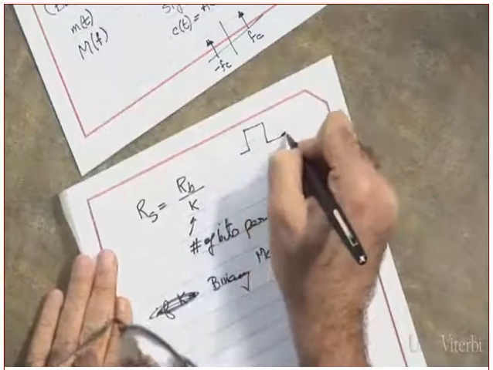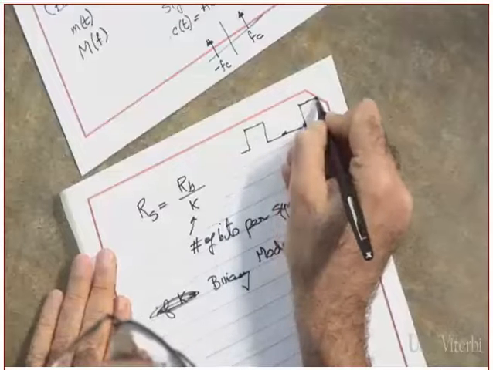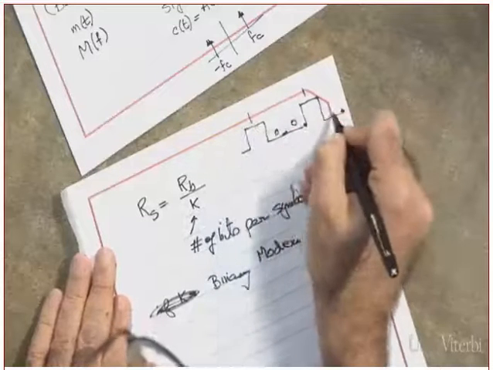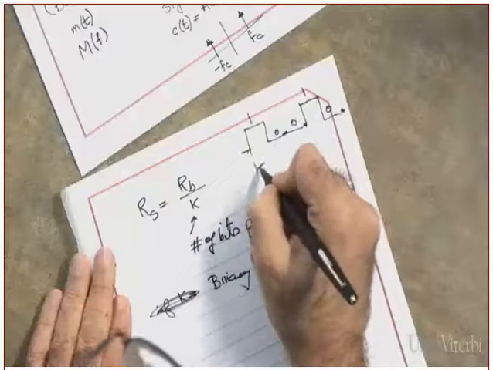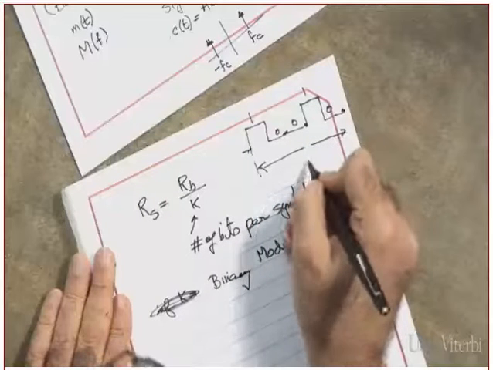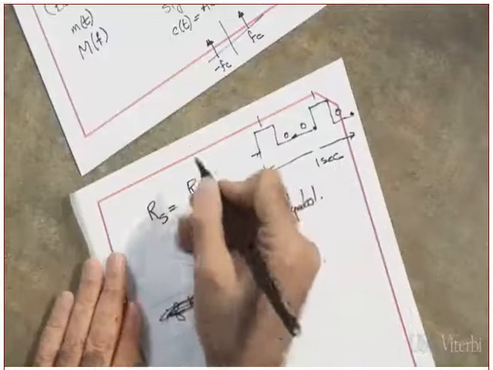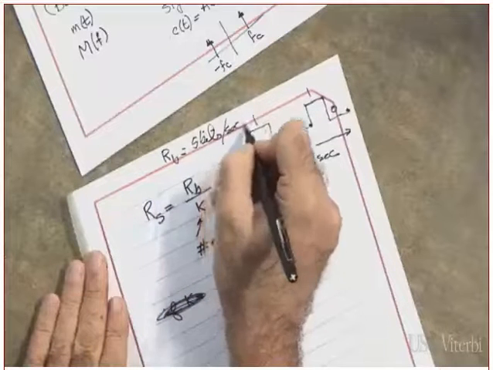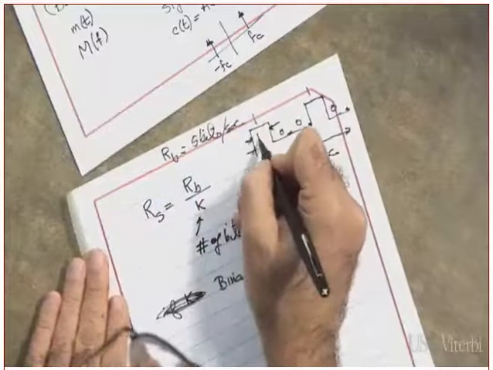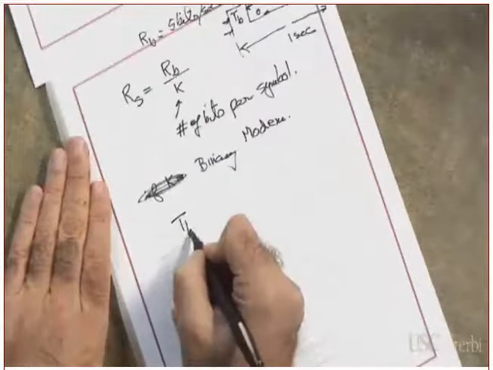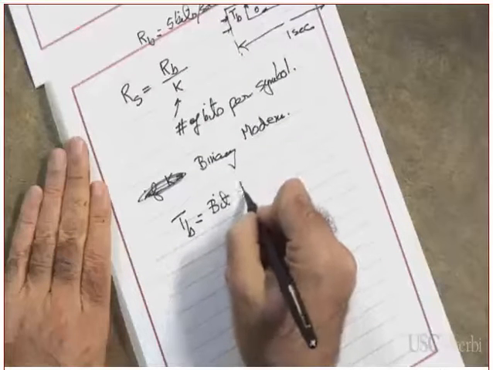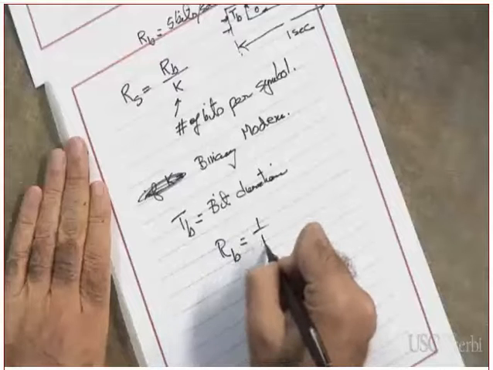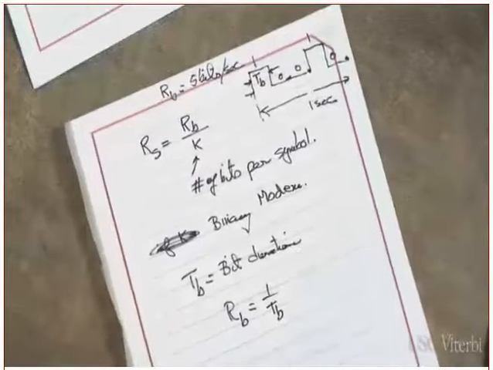Answer me this question. Let's assume this is 1, 0, 0, 1, 0. And let's assume this is 1 second. Just an example. What is the bit rate here? RB equal to 5 bits per second. What do I call from here to here? This is called T sub B, and T sub B is the bit duration. And what is the relationship between RB and TB? RB equals 1 over TB. Are you following me on that?